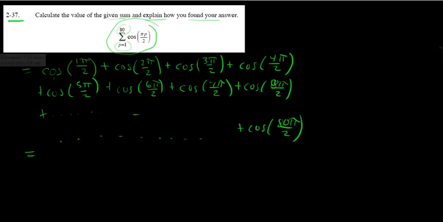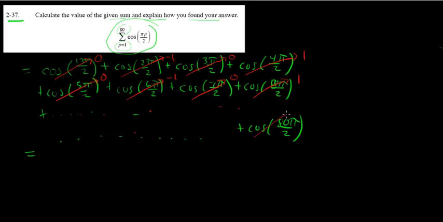But we can also look for a pattern here. If we just plug in cosine of 1 pi over 2 in our calculator, this is going to just equal 0. Cosine of 2 pi over 2 is equal to negative 1. Cosine 3 pi over 2 is equal to 0. Cosine 4 pi over 2 is equal to 1. Cosine 5 pi over 2 is 0. Cosine 6 pi over 2 is negative 1. Cosine 7 pi over 2 is 0. Cosine 8 pi over 2 is 1. So we're going to keep doing that. We get cosine 80 pi over 2 is equal to 1.